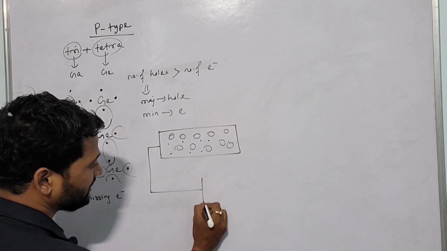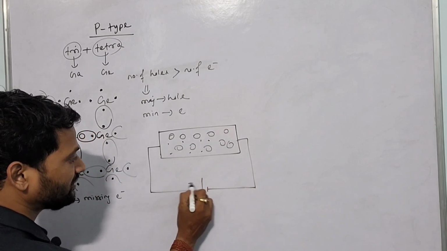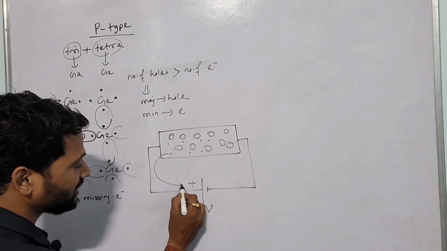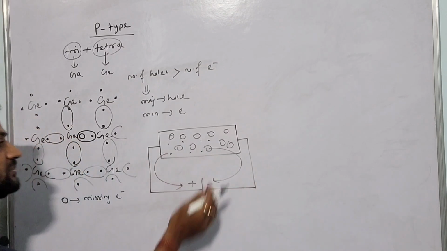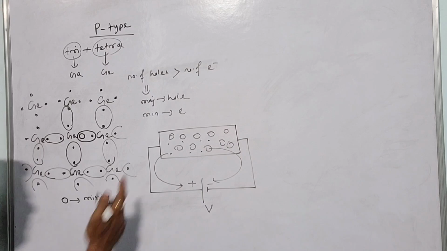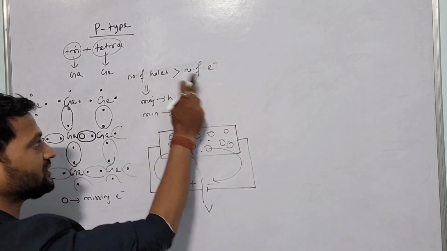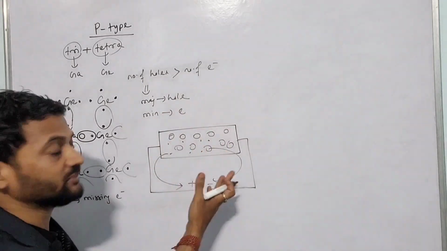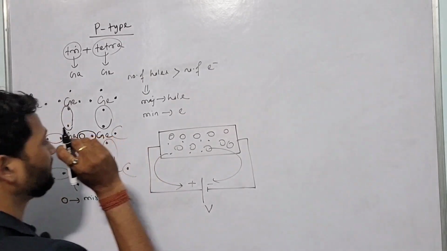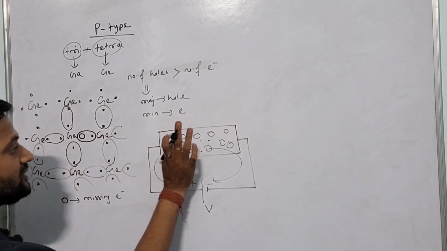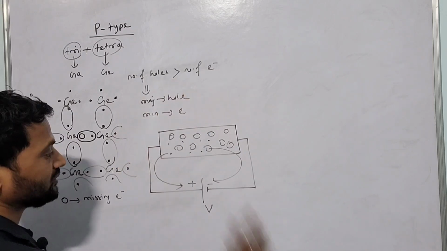If I apply a potential difference, the electron will be attracted towards the positive terminal of the battery and the hole will be attracted towards the negative terminal of the battery. So we'll be getting two currents. One is hole current, second is electron current. Since the majority charge carrier is hole, the electron current can be neglected. So the major factor for conduction in that type of semiconductor is the hole.